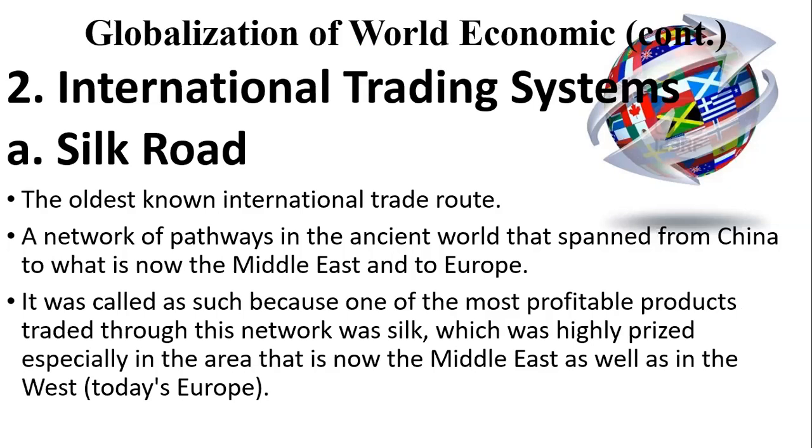It was called as such because one of the most profitable products traded through this network was silk, which was highly prized, especially in the area that is now the Middle East, as well as in the West, today's Europe. The silk comes from the silkworm and results in silk cloth, a fabric coming from China. There was a trade system of moving this silk to other countries, like the Middle East and then Europe. That is another example of a trading system, the Silk Road.